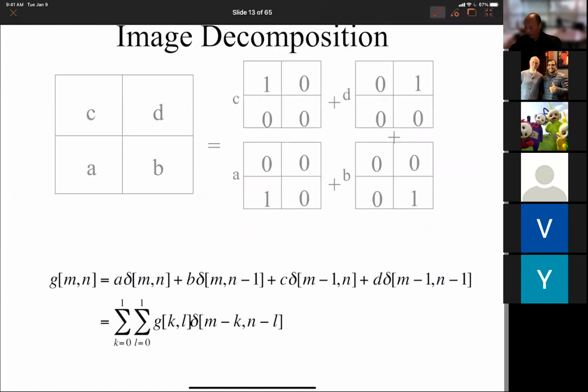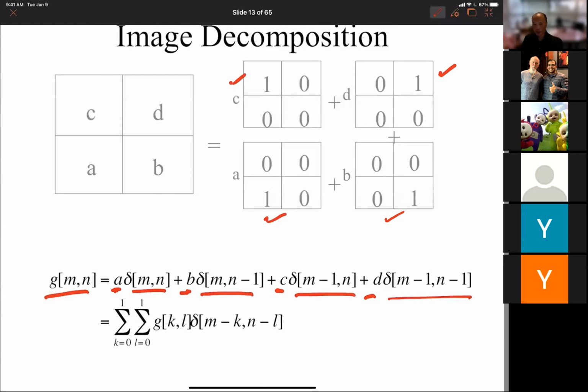This is slightly different now. We have A, B, C, D, and we're going to show that we can write that as the sum of shifted and weighted Kronecker delta functions. So we have A times this delta function, B times this delta function, C times this delta function, and D times this delta function. Okay, so the way we write that mathematically is we say G of m, n is our image. It's A times this delta function, B times a shifted delta function, C times another shifted delta function, now that's shifted up, and D times the delta function shifted in both directions, right? And we can write that mathematically in this form here.